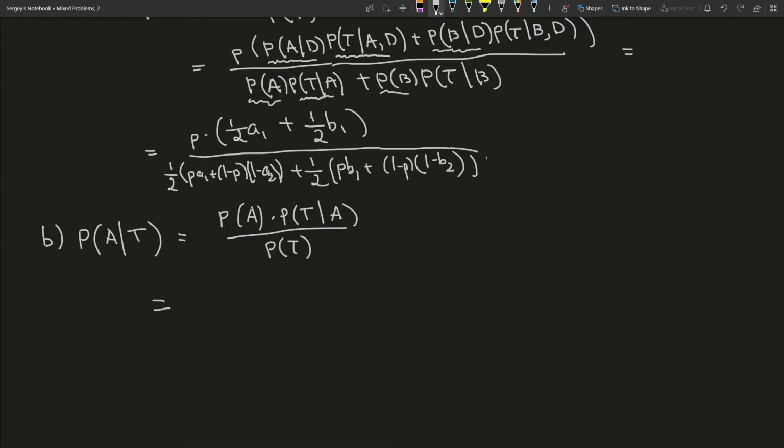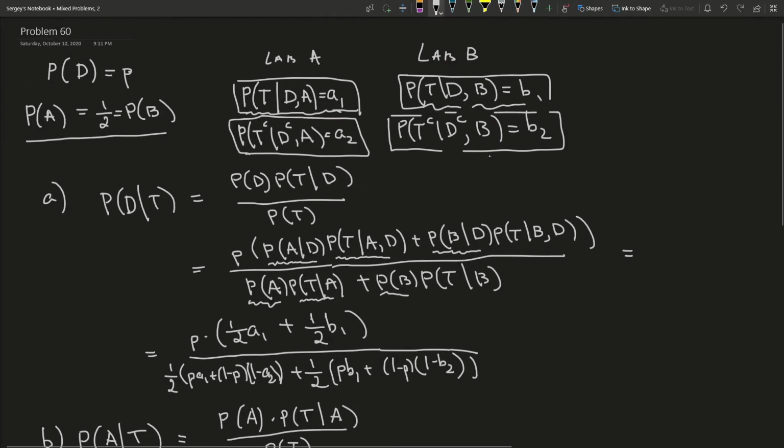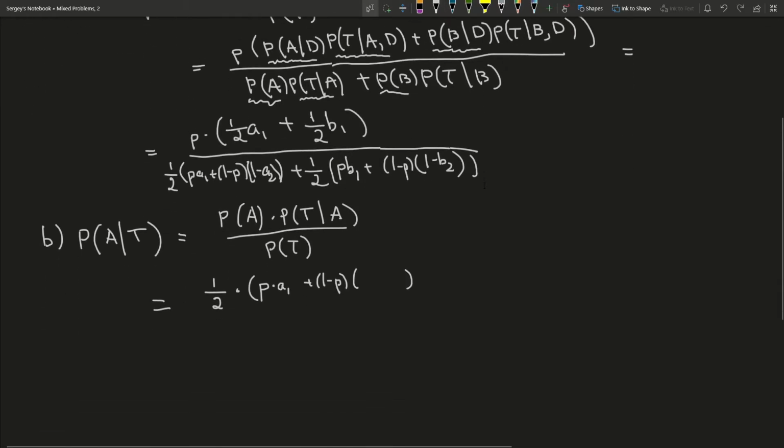now the prior probability of sending the results to lab A for testing was 1/2, and times, now again we implicitly apply the law of total probability. What are the scenarios under which a positive test result comes back from lab A? Well, it's either the patient has the disease and lab A gives us a positive result, or the patient doesn't have the disease and lab A again gives us positive results, so that would be 1 minus A2.